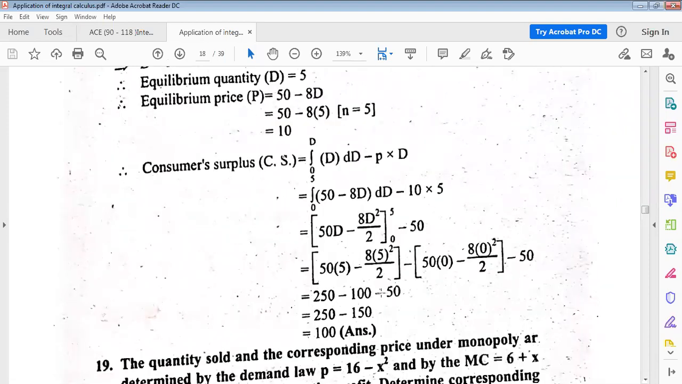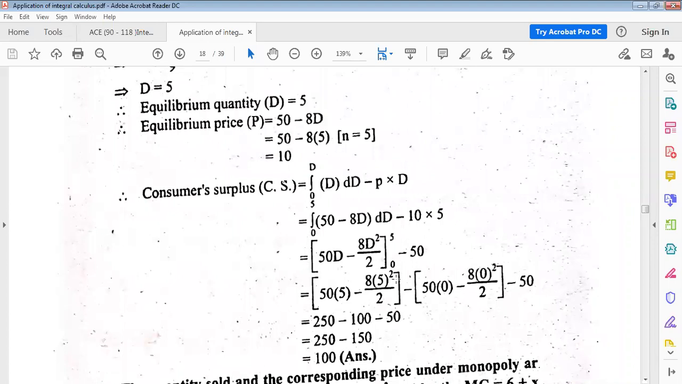Very easy. Just putting the upper limit, x equals to 5, we get this, and minus putting the lower limit 0.